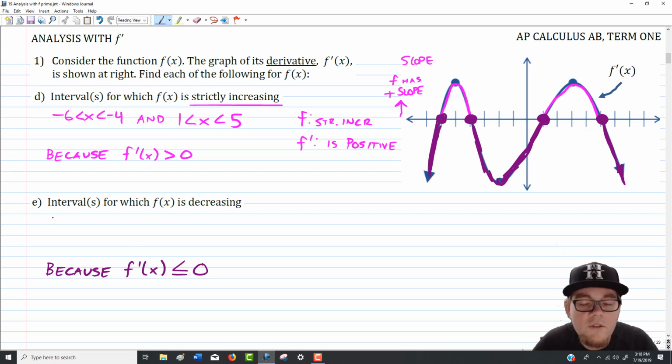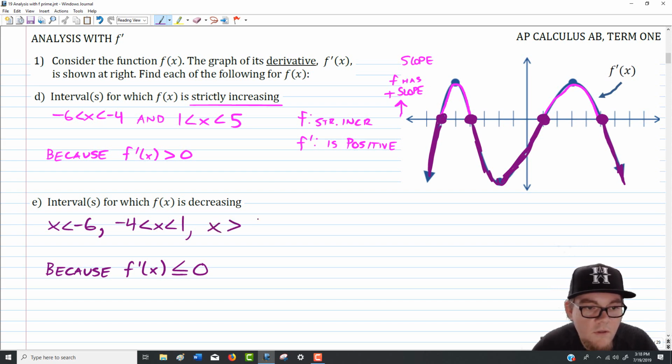So as far as our places where this is true, it looks like we've got x values less than -6. We have x values between -4 and 1. We'll deal with the or equal to signs in just a second. I'm not forgetting about them. Then we've got, looks like 1, 2, 3, 4, 5. Then we also have x values greater than 5. So as of right now, what I wrote here would be for strictly decreasing, but we've got to include all these zeros, which means or equal to symbols will populate all of our intervals.